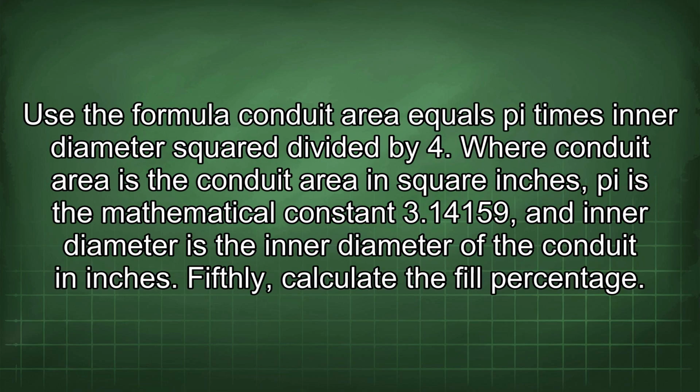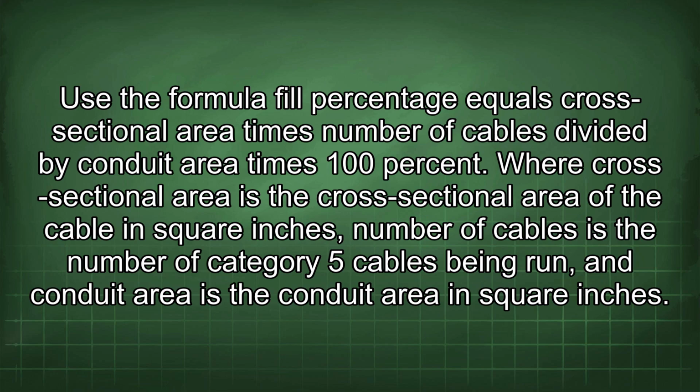Use the formula conduit area equals pi times inner diameter squared divided by 4. Where conduit area is the conduit area in square inches, pi is the mathematical constant 3.14159, and inner diameter is the inner diameter of the conduit in inches. Fifthly, calculate the fill percentage. Use the formula fill percentage equals cross-sectional area times number of cables divided by conduit area times 100%.